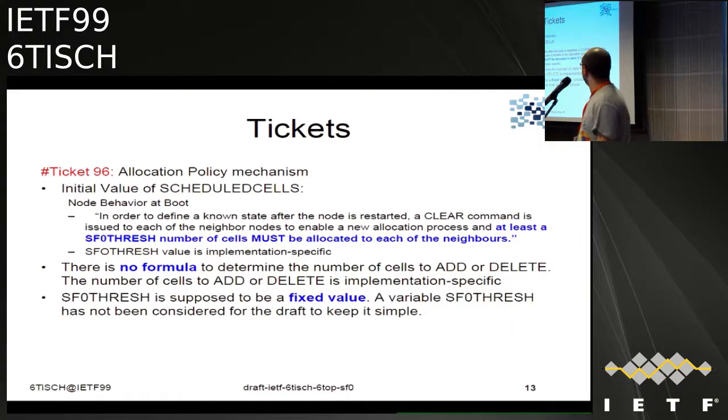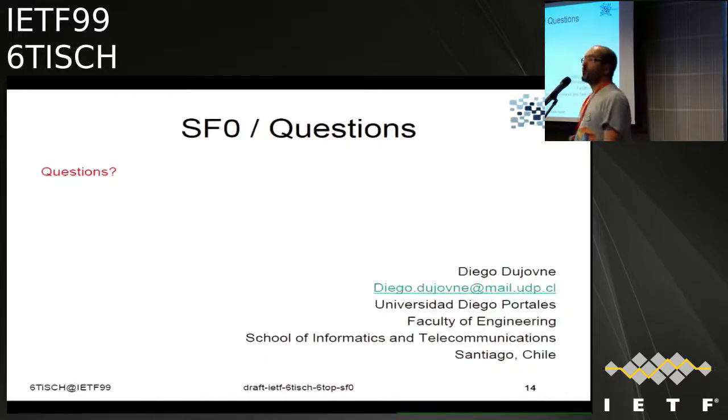Finally, the allocation policy mechanism: the initial value of scheduled cells is implementation specific. Then at least an SF0 threshold number of cells must be allocated to each of the neighbors, meaning that this is the initial value that we didn't define at the beginning, and we should be defining in order to bootstrap the process. We need at least this number of cells to start the process. And finally, if you have any questions about this, thank you.